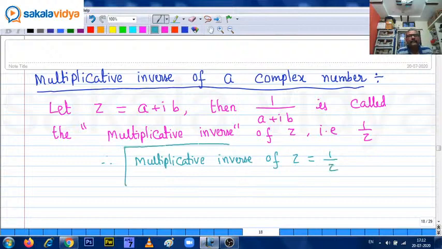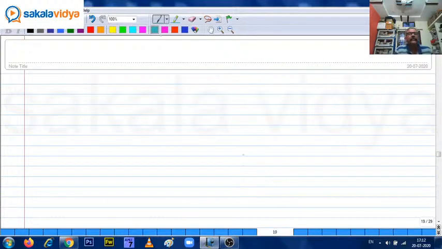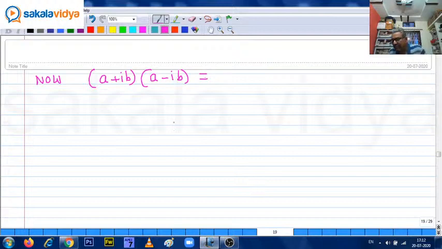But in the examination, answer will not be in the form of 1 by z. That will be in the form of a plus ib form. That we need to check now. So let's have some practice session before going to find out. Now I ask you one question. What is a plus ib into a minus ib? So what is the product of these two?